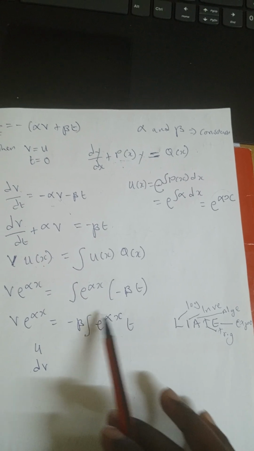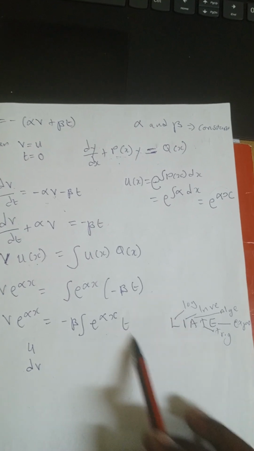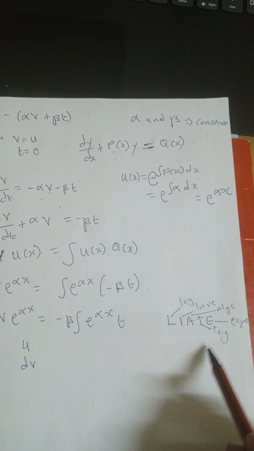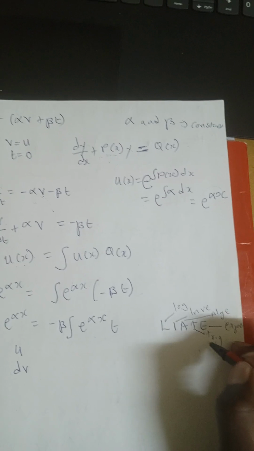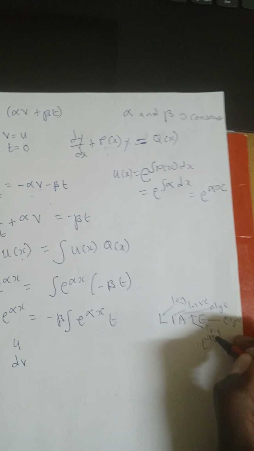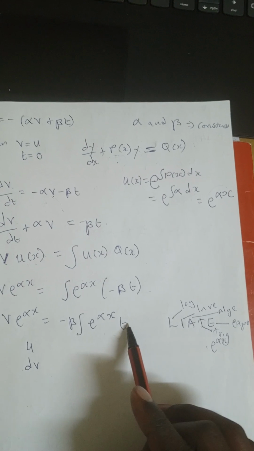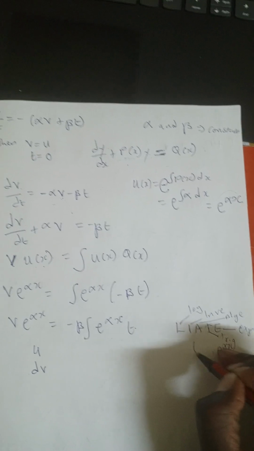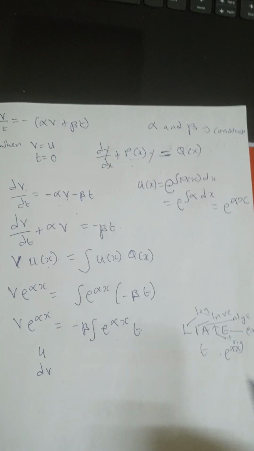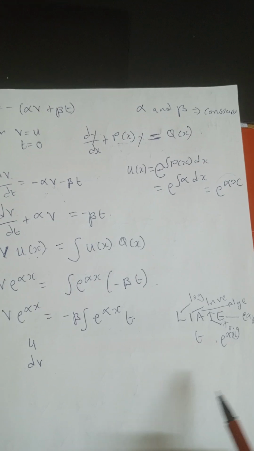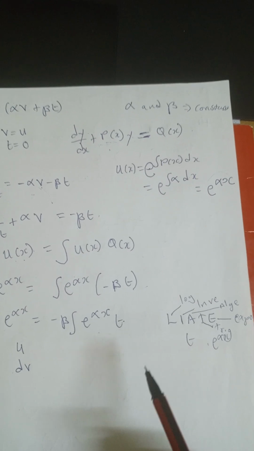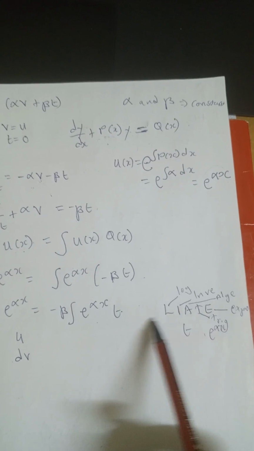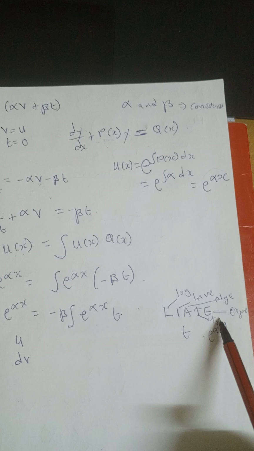Exponent of alpha to the power x falls in which family here? We can see that it falls in the fifth family for the exponent itself, which is this. Now t falls in which family? The algebra family, which is here. Now for us to identify which one is u, it is the one which is going to appear first in our little sequence.